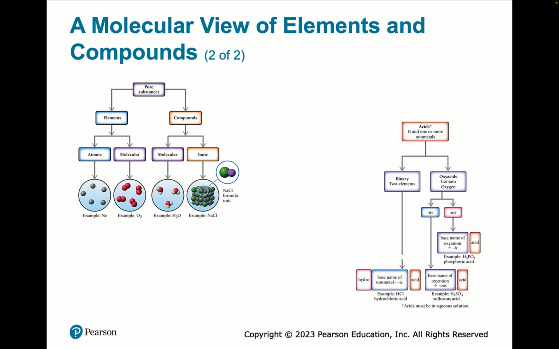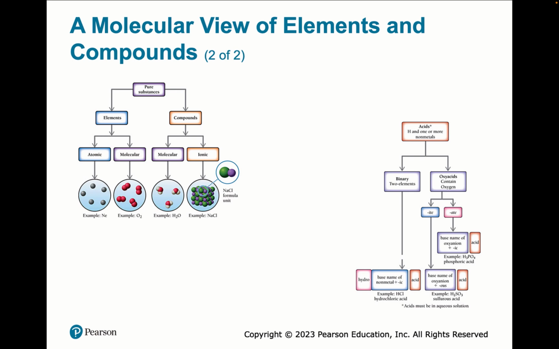So to show you here, pure substances can be elements, and they can be either atomic or molecular. Showing there, neon gas is atomic, and diatomic oxygen is molecular. Compounds can also be molecular or ionic, so water is an example of a molecular compound. Sodium chloride is an example of an ionic compound. And also showing here, acids.